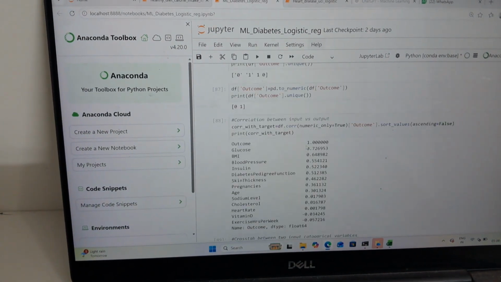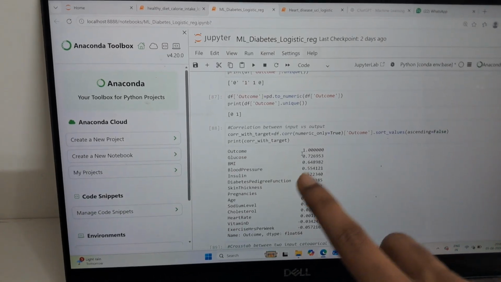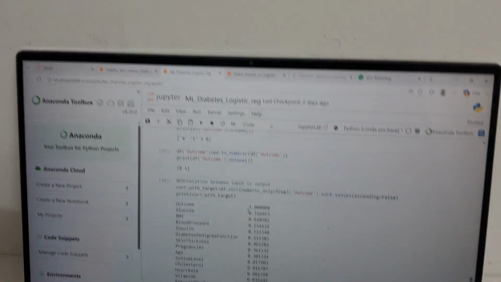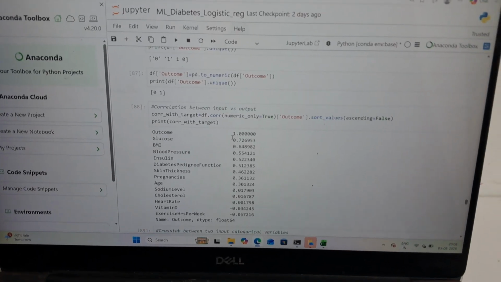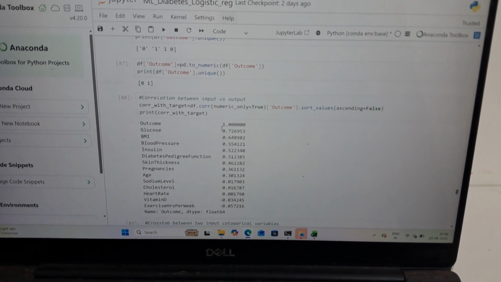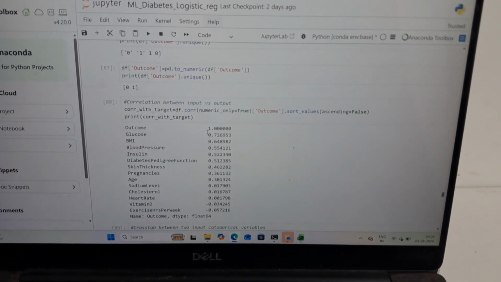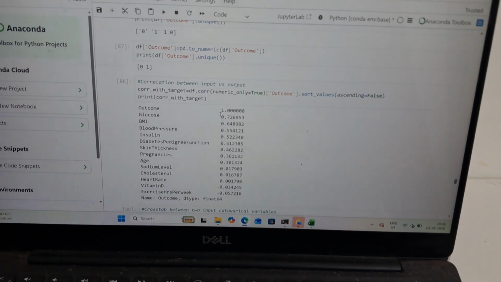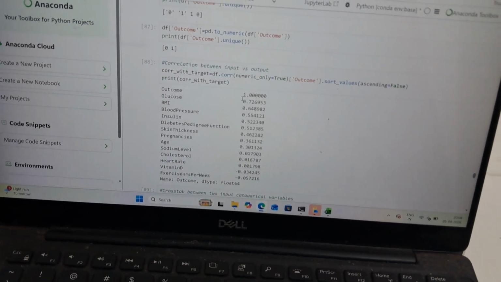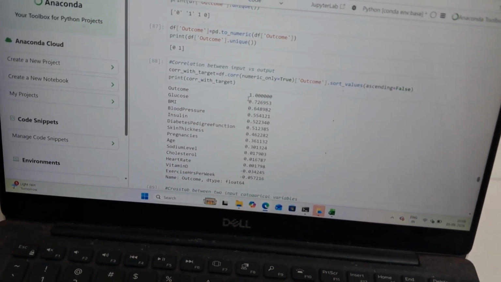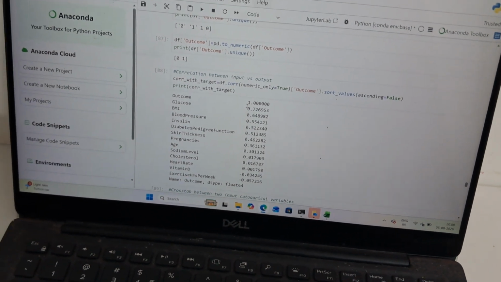That's all. Now correlation between input versus output. I have calculated the relation between input and input. Now I will see the relation between input and output, meaning how your input variable is related to the output. Now input versus input, the relation should be less. Input versus output, the relation should be more.